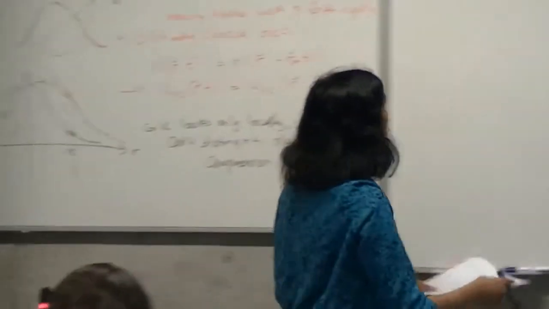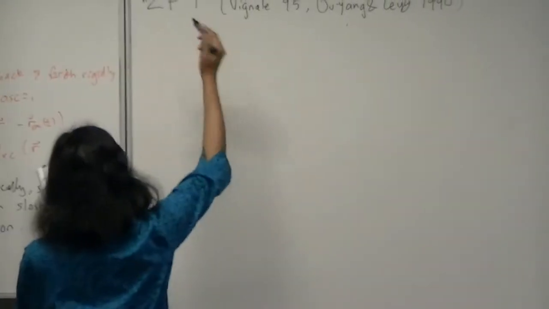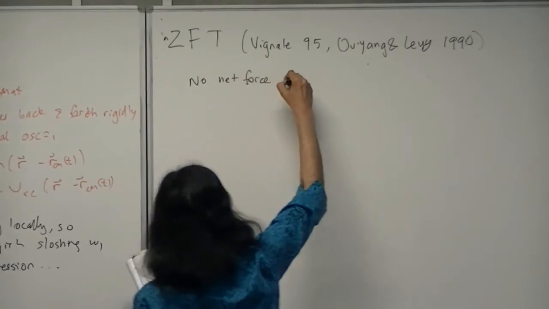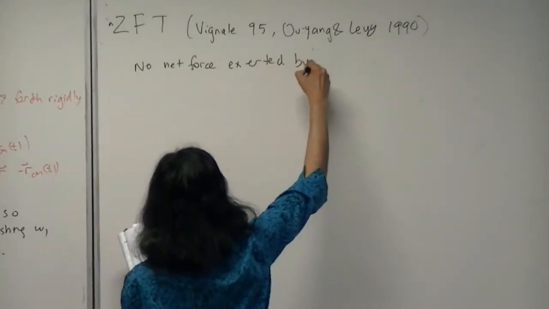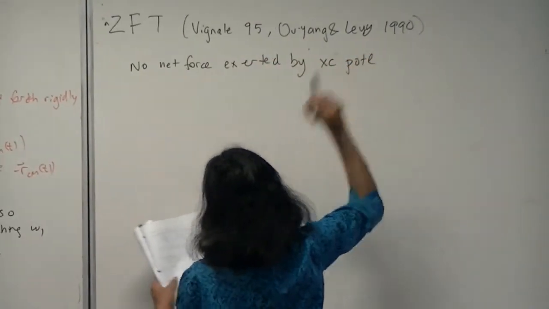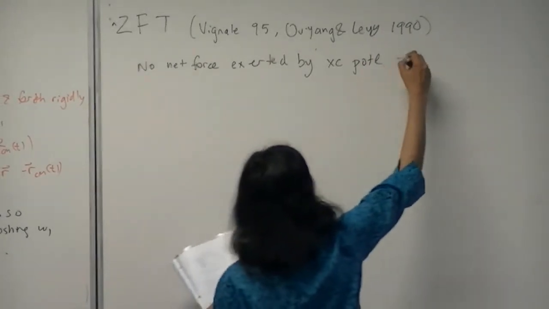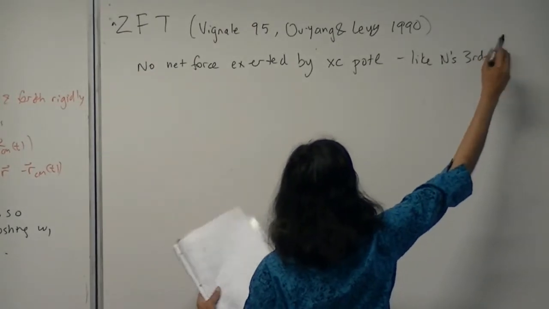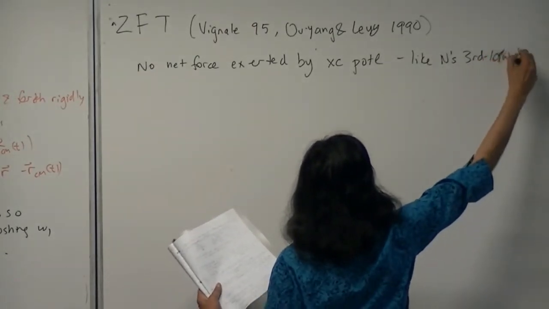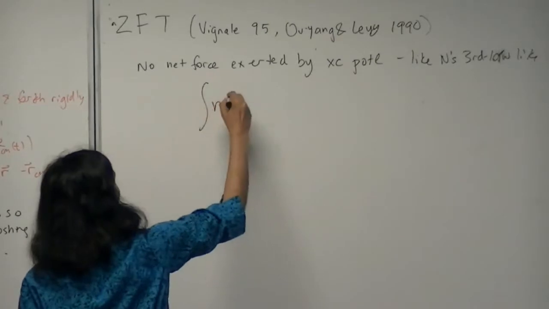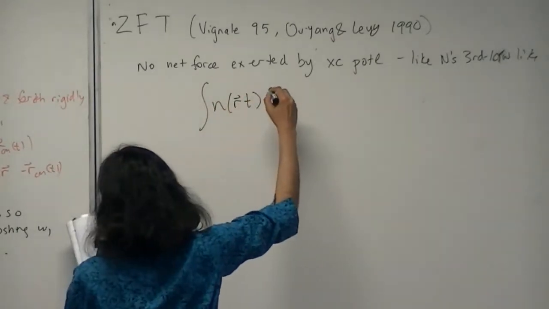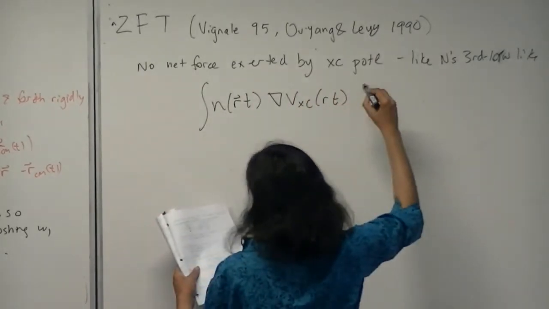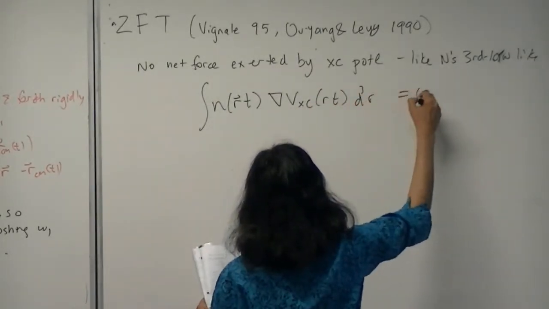And this is the way that I think about it, that there's no net force exerted by the exchange correlation potential. And this is sort of like Newton's third law. In other words, you can't self-excite. So third law, like. In other words, you have this condition: the integral of n of r,t times the gradient of vxc of r,t d cubed r must equal zero.